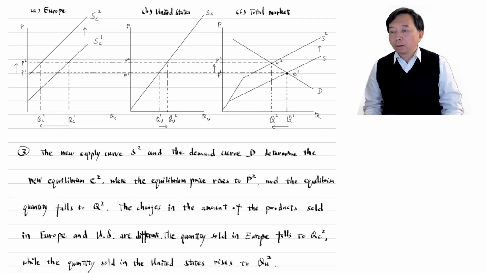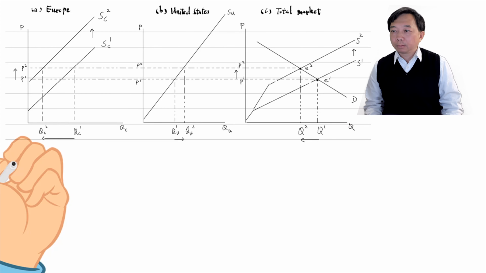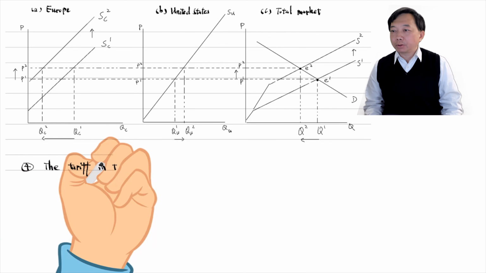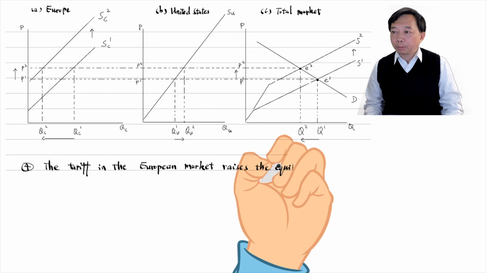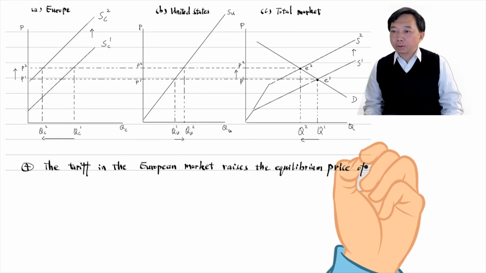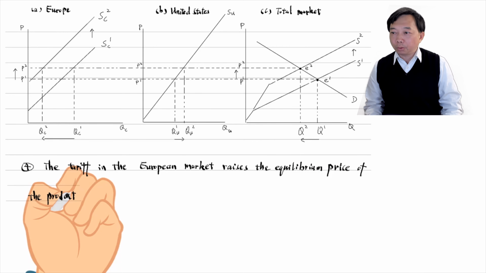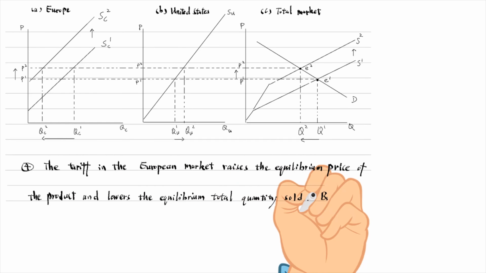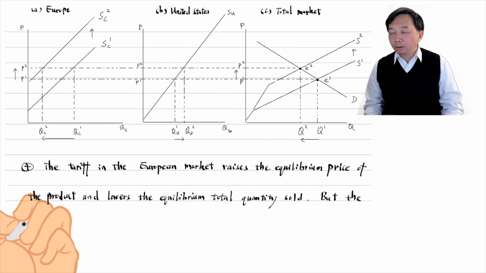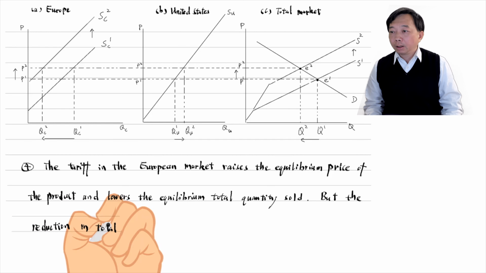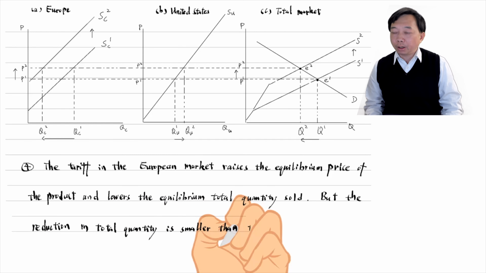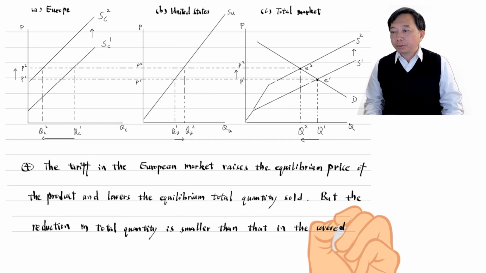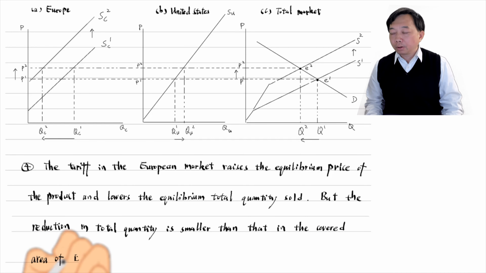In the fourth step, we compare the equilibria. The tariff in the European market raises the equilibrium price of the product and lowers the equilibrium total quantity sold. But the reduction in the total quantity is smaller than that in the covered area of Europe because the sales in the United States go up.